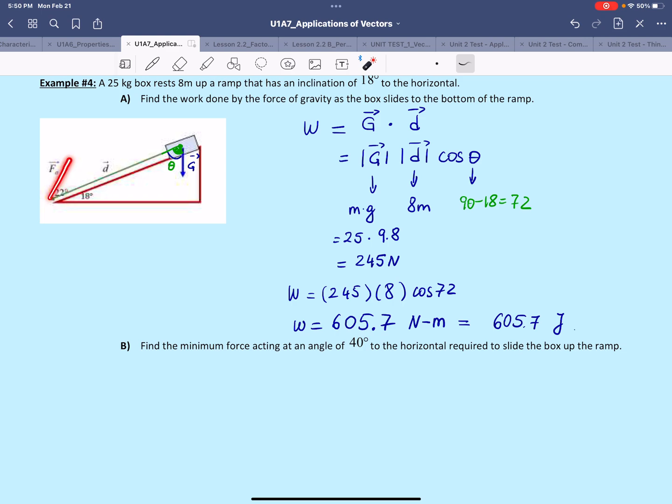Now, if the force that we're applying makes an angle of 40 degrees with the horizontal, it means that the angle between the head of the displacement vector and the tail of the force that we are applying is about 22 degrees, because this is 40, take away 18, that's 22. Now, we need to find the minimum force that will bring the box up the ramp, which means that this will be the force that will bring the box from the very bottom, where it comes down due to gravity, to the top. So I want us to think about it for a moment.